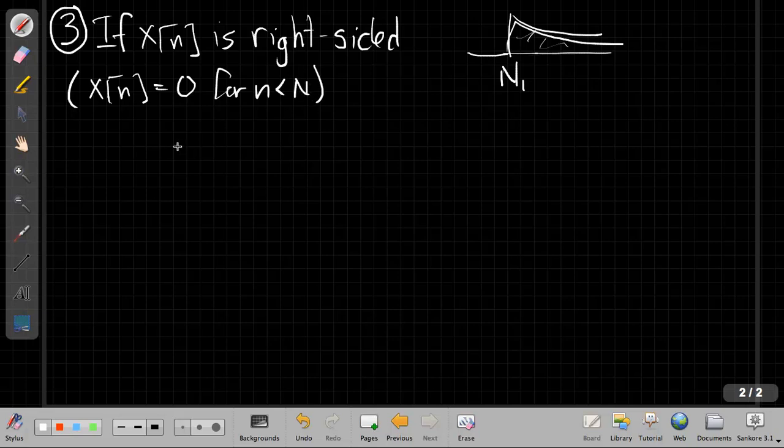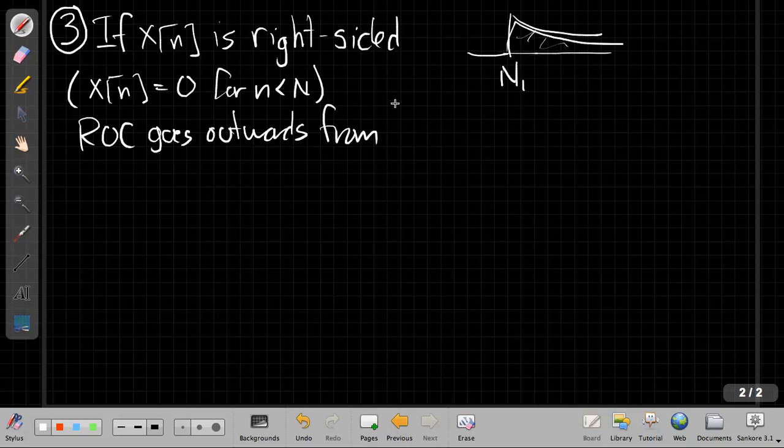If I have a signal that looks like this, the ROC goes outwards from the largest finite pole.